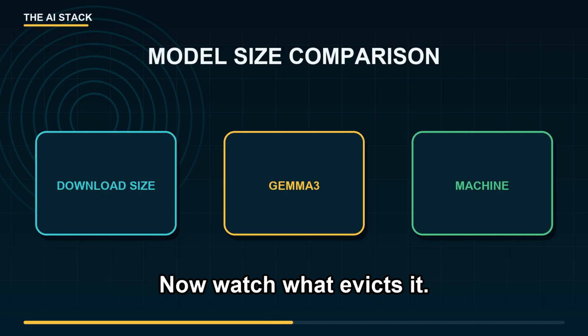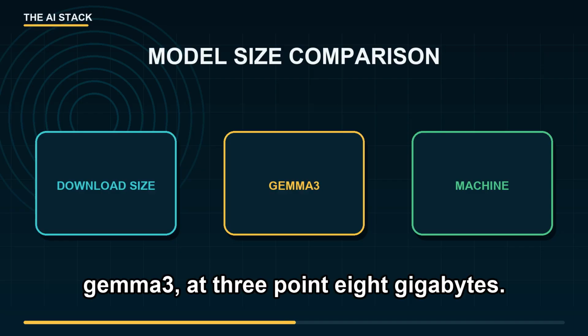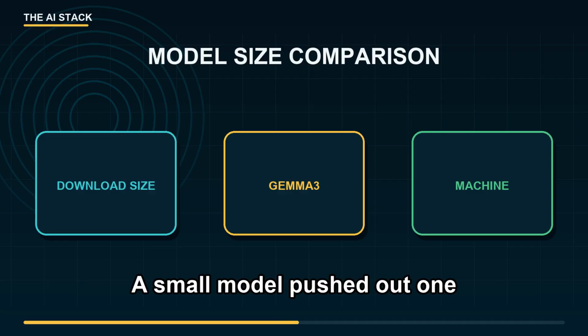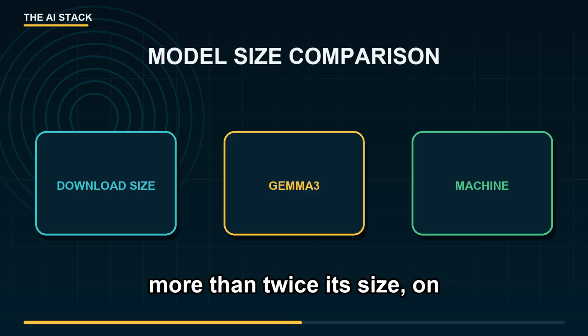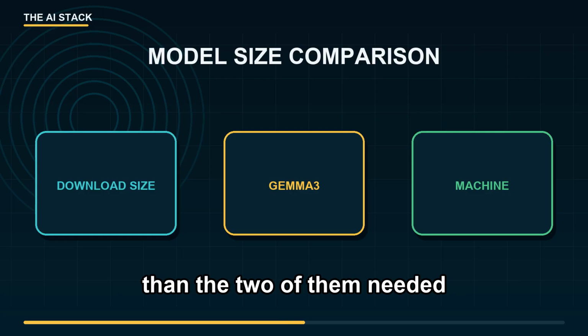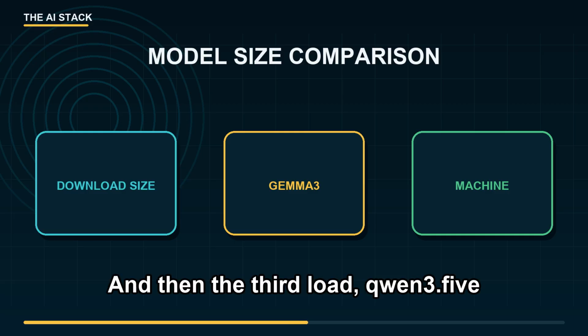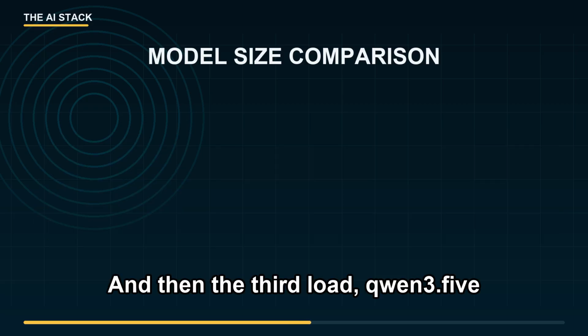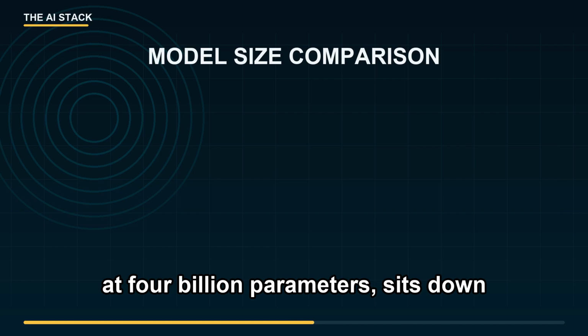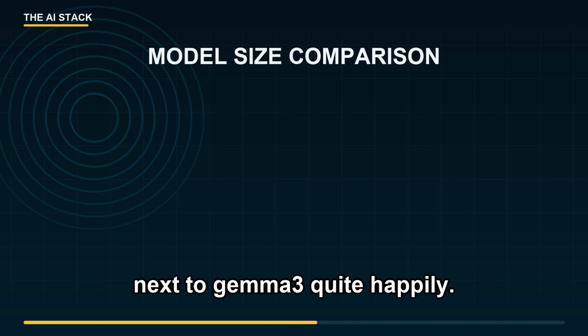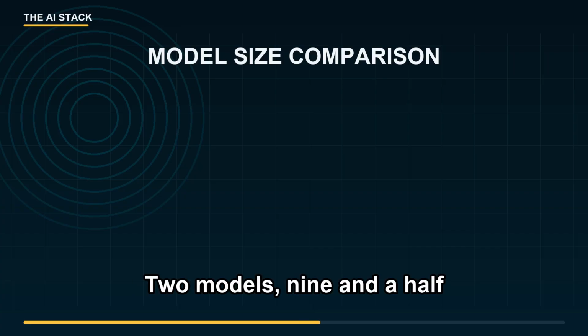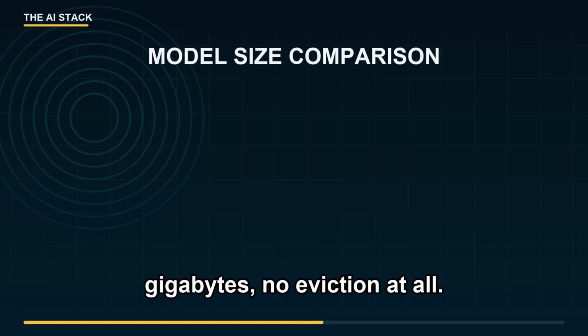Now watch what evicts it. Llama 3 at 3.8 gigabytes. A small model pushed out one more than twice its size, on a machine with far more memory than the 2 of them needed together. And then the third load, Qwen 3.5 at 4 billion parameters, sits down next to Llama 3 quite happily. 2 models, 9.5 gigabytes, no eviction at all.